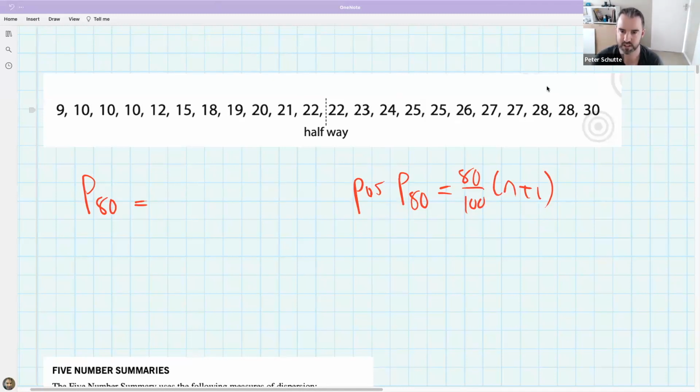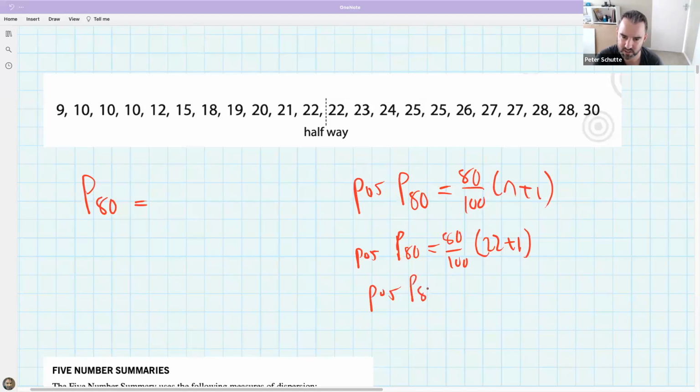So what do we get if we need to know how many items there are? 2, 3, 4, 5, 6. So there's 22 items, it looks like to me. And so we go 80 over 100 times 22 plus 1. And this is the position of P80. What value are we getting in the chat?